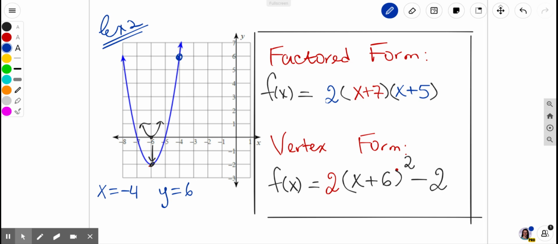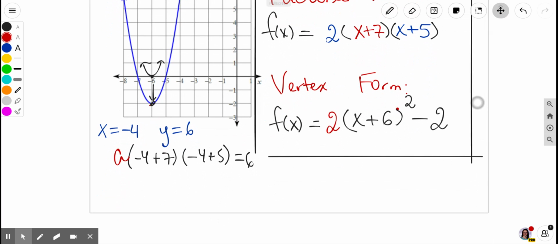So you can choose whatever form you're working with. So let's say we're working with factored form. You are going to plug in negative 4, and your answer has to be 6. I'm just kidding, because we technically wouldn't know what the a is, right? Because the whole point is we don't know and we're going to try to figure this out.